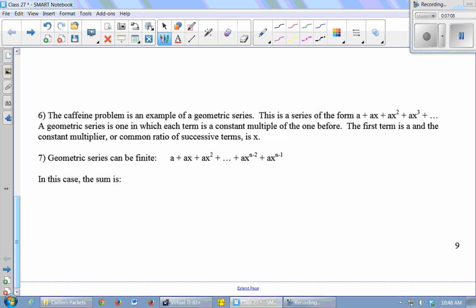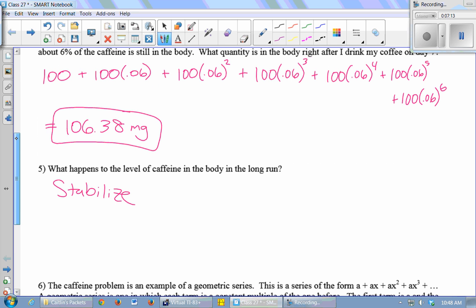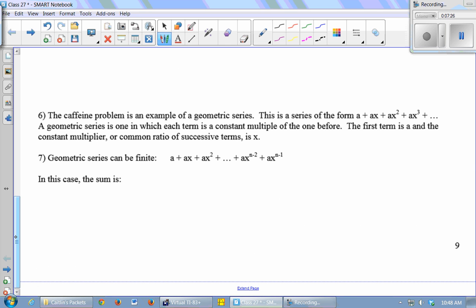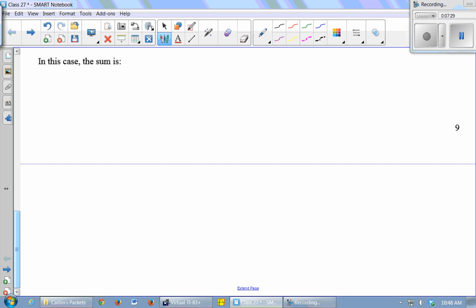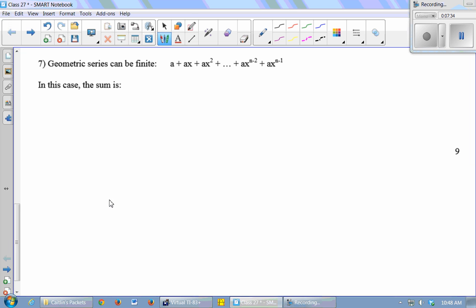So if we have a finite geometric series, like we did when we added up the first 7 days, right? That's a finite geometric series. Every term is the term before it times 0.06. So my multiplier is 0.06 and my first term is 100. If I want to add up a finite geometric series, I'm going to do a little trick here to figure out what it adds up to. So I'm going to say it's got to equal something. Let's call it S for sum of the first n terms of a geometric series.